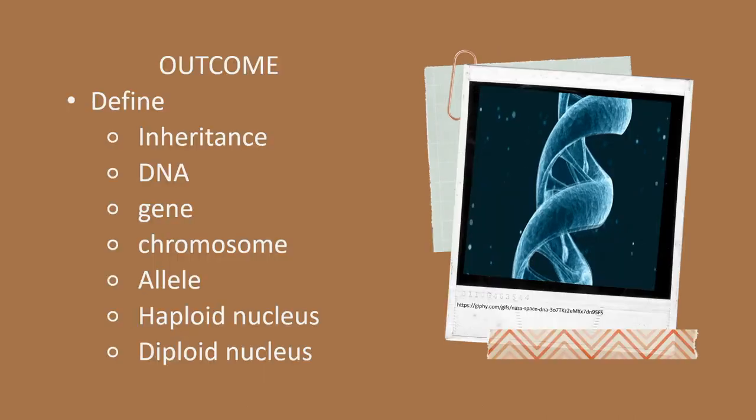So let's get started. At the end of this video you should be familiar with these words: inheritance, DNA, gene, chromosome, allele, haploid nucleus, and diploid nucleus. I hope I'm pronouncing these right. Here's an animation of DNA.